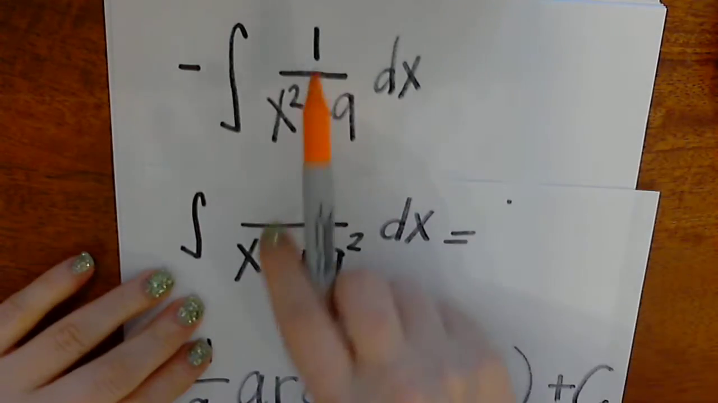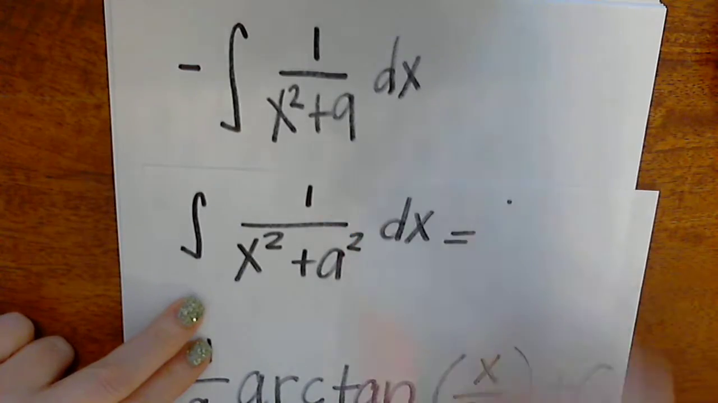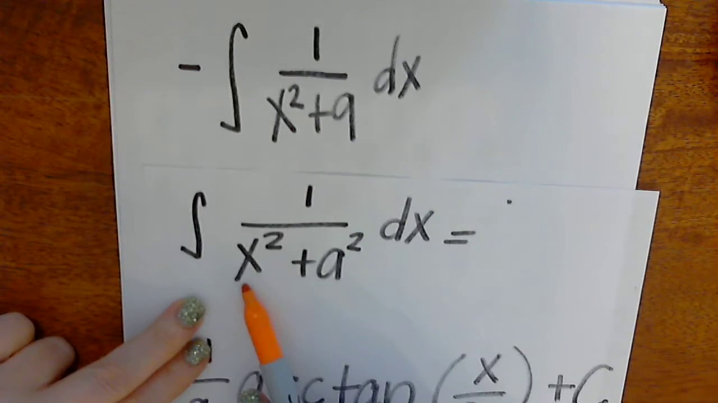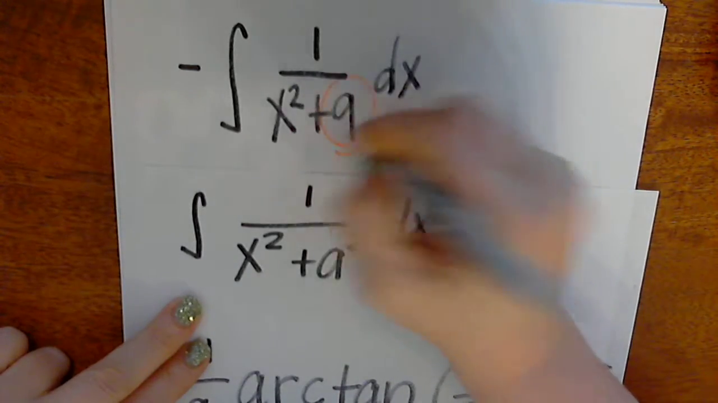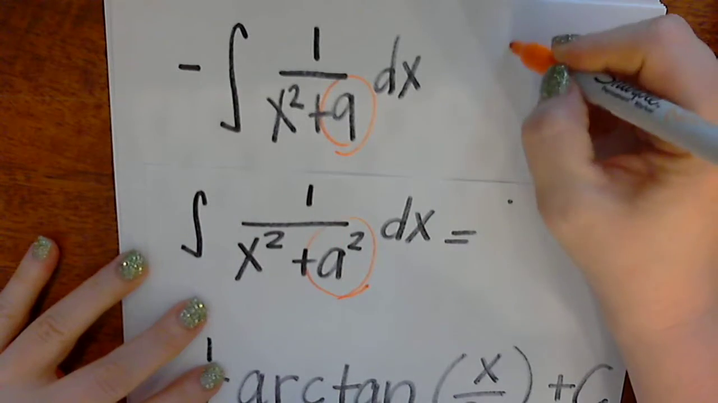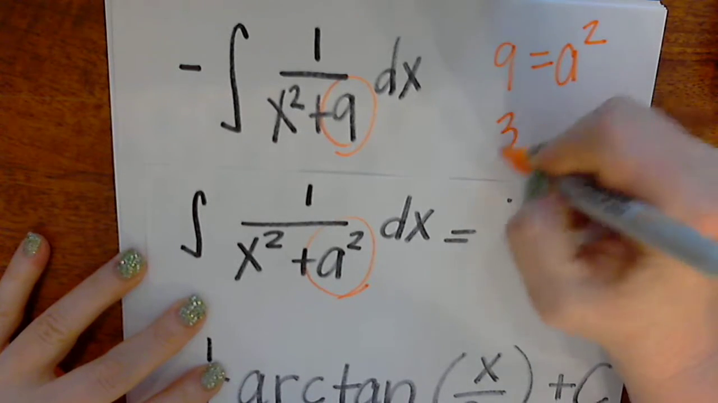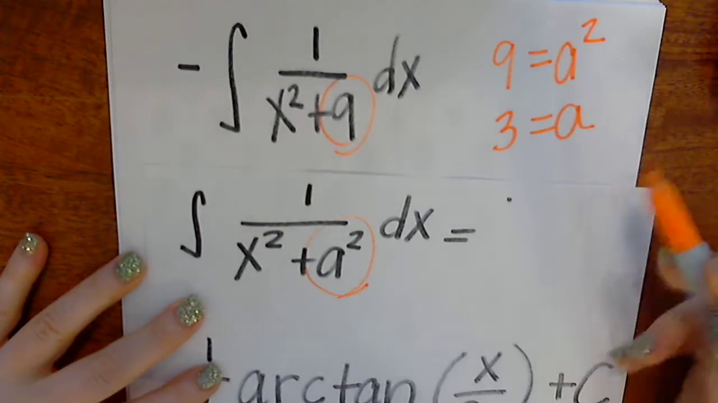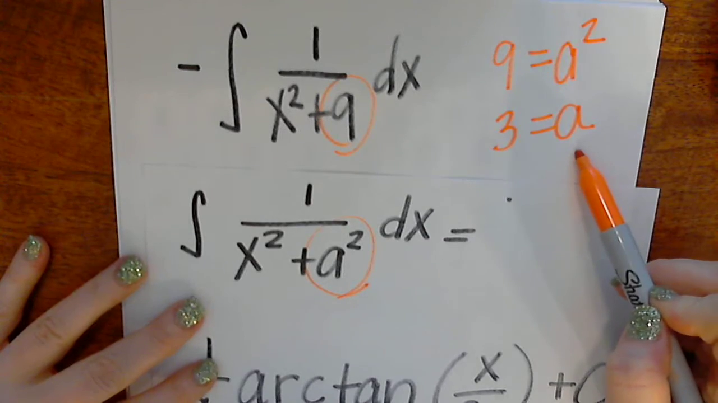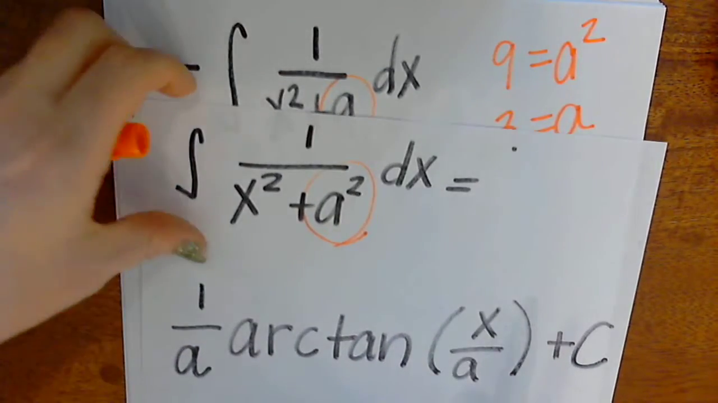Now in this case, the great thing, when we go through a checklist, 1, 1, we're good. x squared, we're good. So 9, and we have a squared here. So then what that means is 9 equals a squared. So then 3 equals a. Once you know what your a is and your x, you're ready to use the formula.